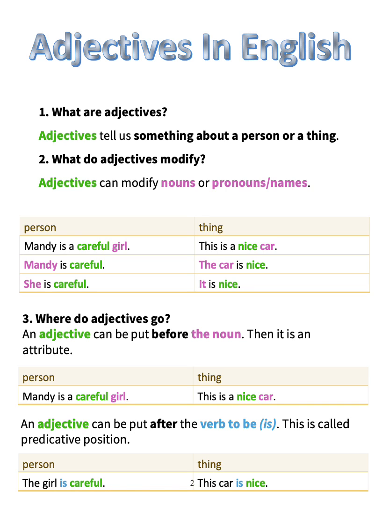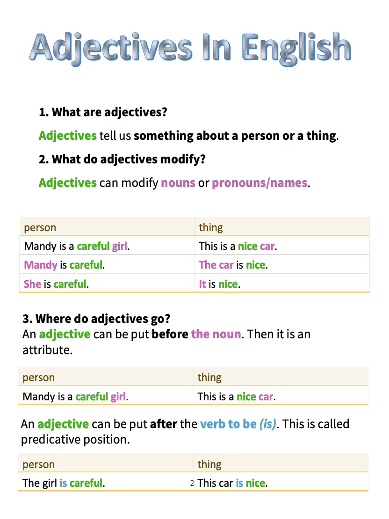Let's take this example. Adjectives can apply to a person, and they can also apply to things. For example, Mandy is a careful girl. So careful is an adjective here. Mandy is careful. She is careful. We can use all of these with a person. All these are correct.